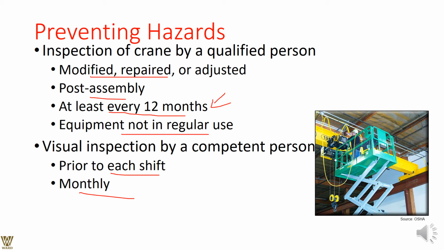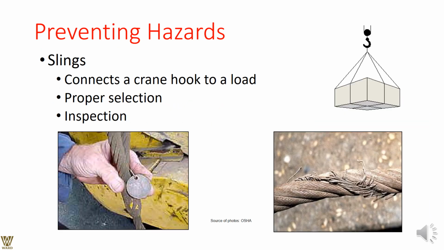Now, this has to be done through a qualified person, right? I'm sure about it. And this is done at the beginning of the shift or on a monthly basis by the person who is actually manning the crane. Preventing hazards in terms of slings that connect the crane hook to a load: proper inspection has to be done because this is a very vital junction where everything matters. A small mistake or oversight here might lead to catastrophic results. Thereafter, inspect for things like broken wires.